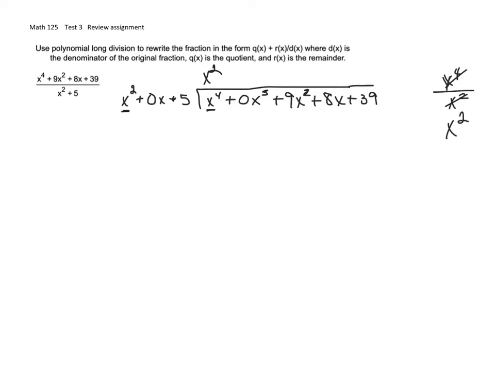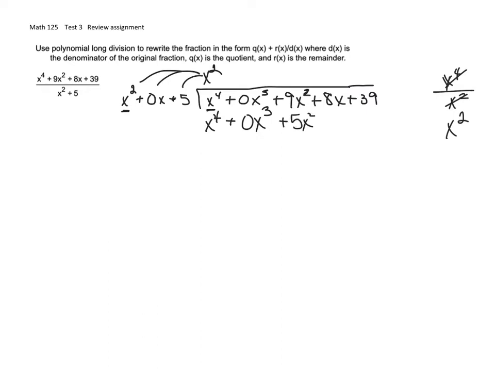It's the same thing. It just seems a little bit easier for me just to ask myself, what do I need to multiply to match up? My goal is to get x to the 4th. Once you do this, we multiply through every single term. So we have x squared times x squared is x to the 4th. Then we have 0x cubed plus 5x squared.